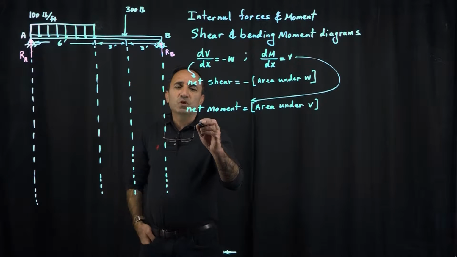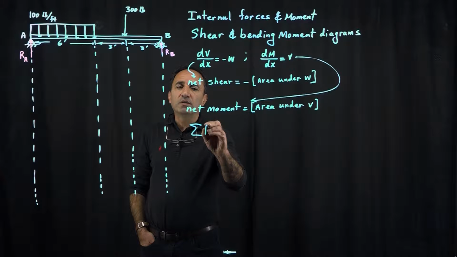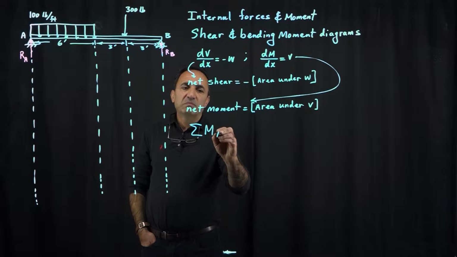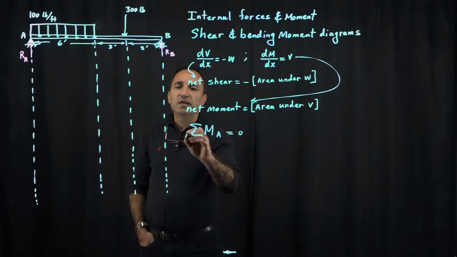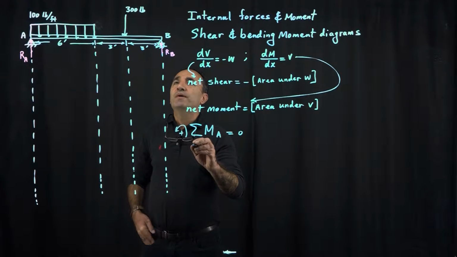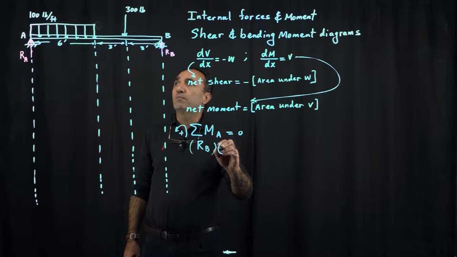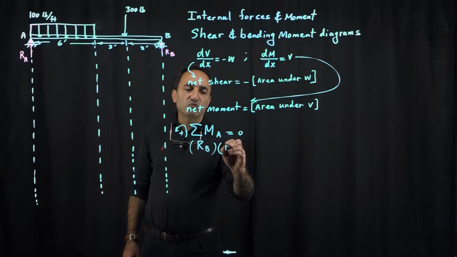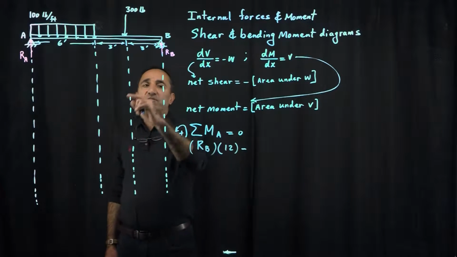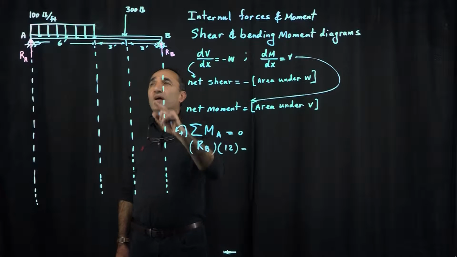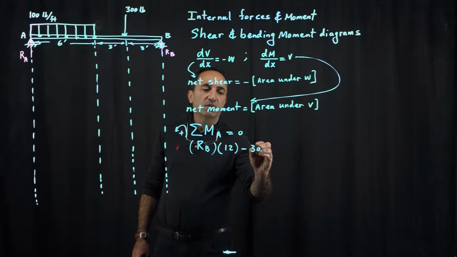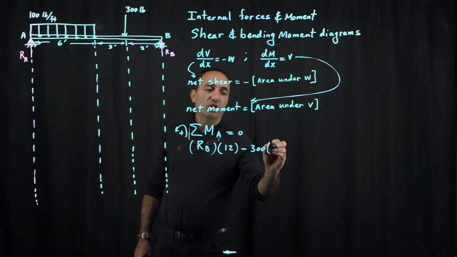Typically what you do is take moment about either end. So if you take moment about A and set it equal to 0, then we have the moment of RB, the reaction at the roller, about A, which would be times 12, and that's going positive counterclockwise. And then we have the moment of the 300 concentrated load times 9 feet.